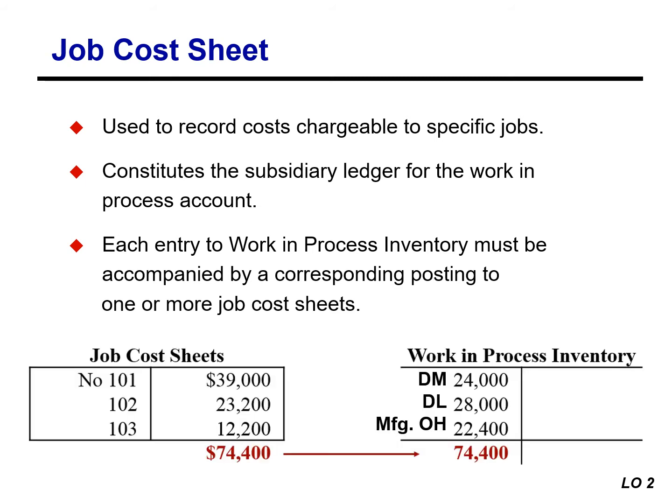In this example, we have 3 partially completed jobs, job number 101, 102, and 103. And the total for these jobs, $74,400, must equal the total or the balance in work in process inventory.